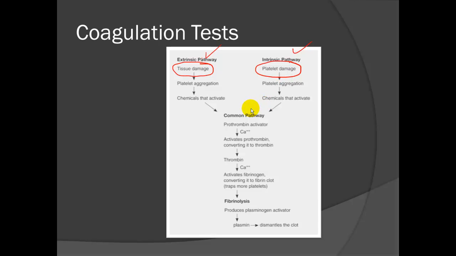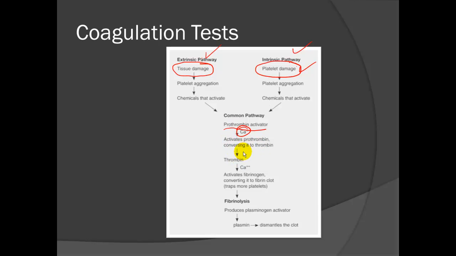So if I cut myself and I formed a clot and stopped bleeding, the pathway that initiated that would be extrinsic. If I had an occlusion in one of my coronary arteries, the pathway that initiated the platelet plug there would be intrinsic. So with both of them, platelets aggregate or stick together, and chemicals that activate the common pathway are then formed. You get prothrombin activated. Calcium is very important in this.